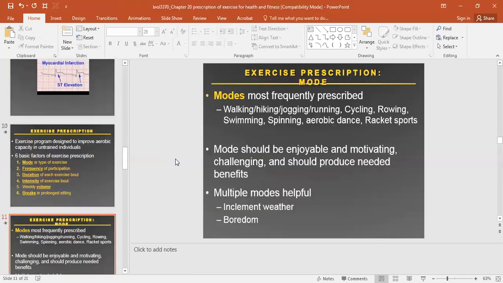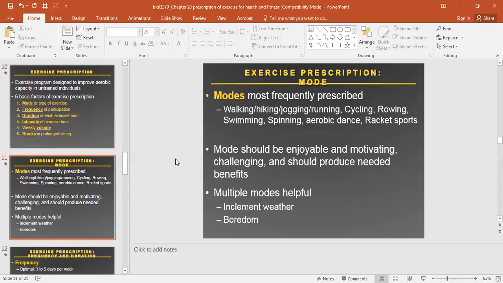And these are training factors for overall general health. So this is not an athletic population. This is not a specific elite population or disease population. This is just in general. If you want to become more healthy, what do you need to consider when it comes to exercise?